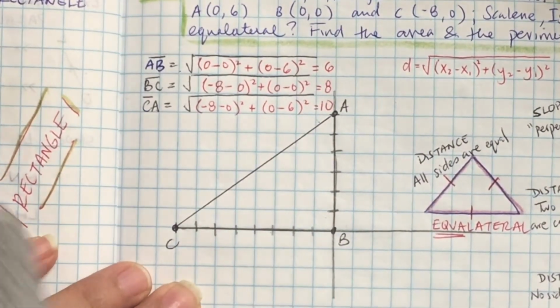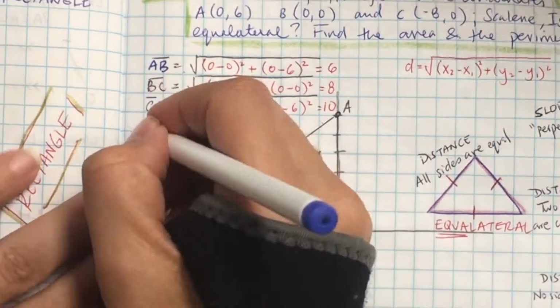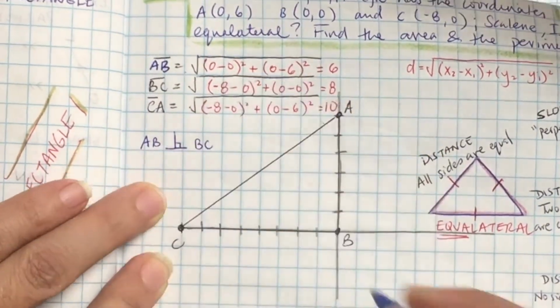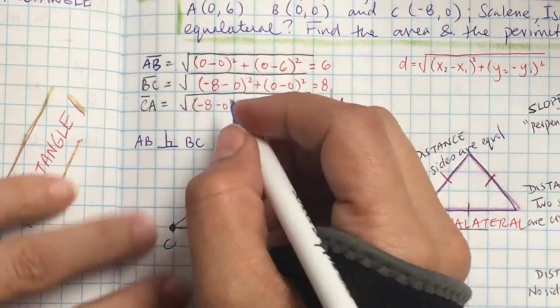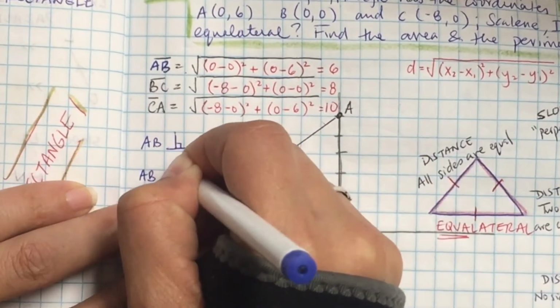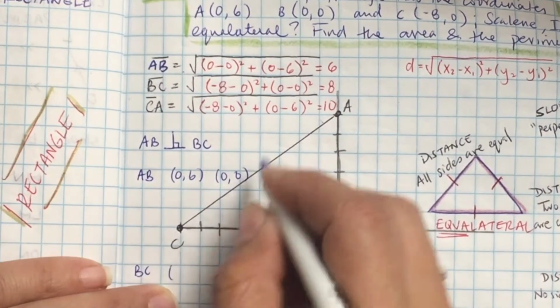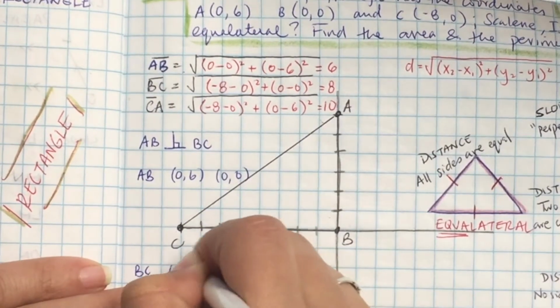So we get distances of 6, 8, and 10. Right. And now I'm going to check, because it looks like it's a 90, if AB is perpendicular to AC. So I'm going to check to make sure. So with that, I need the slope. So I need to find the slope of AB. So I'm writing the coordinates down. And then the slope of BC, and I'm writing those coordinates down.